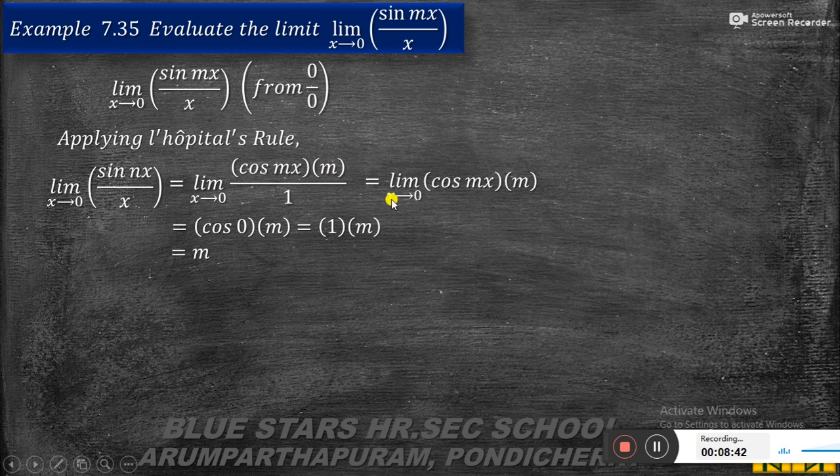Now the limit x tends to 0, so I substitute x equal to 0. So cos 0 into m. Cos 0 is 1, so 1 into m. Therefore limit x tends to 0 of sin mx by x equals m. This is the answer for this limit.